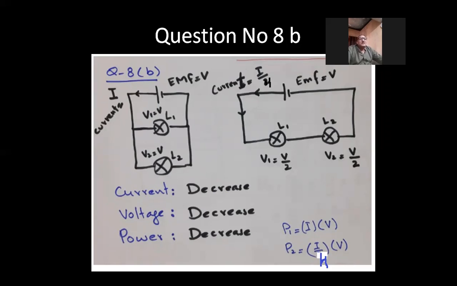And that will become whatever the current was before in the parallel circuit. Here, the current coming out will be 1/4 of that current, because the resistance has increased. In simple words, you can say the current coming from the battery will decrease because the resistance of the circuit has increased.